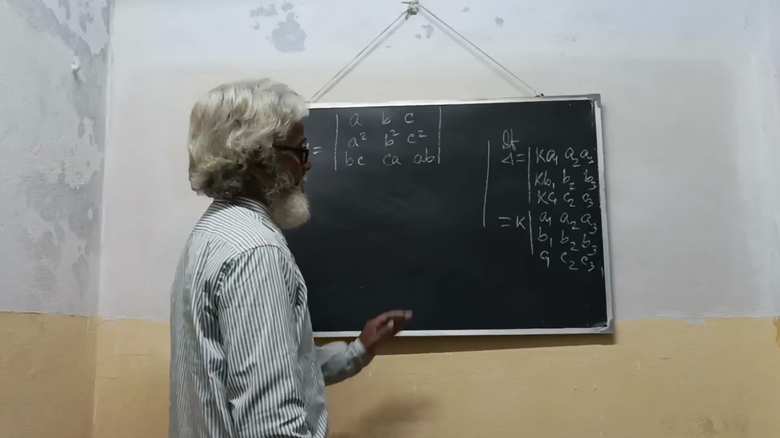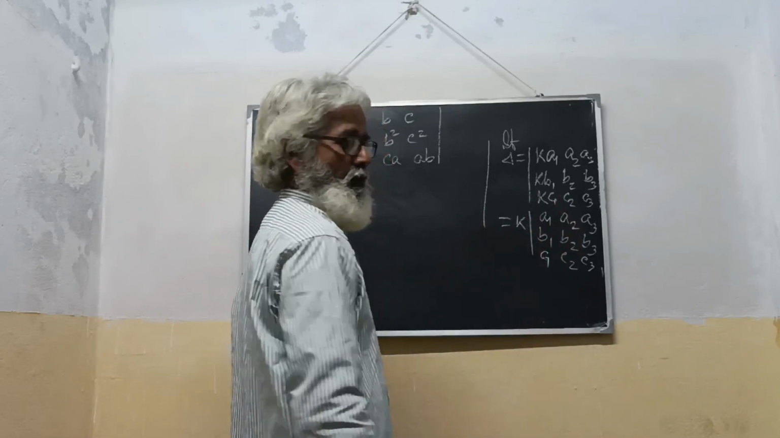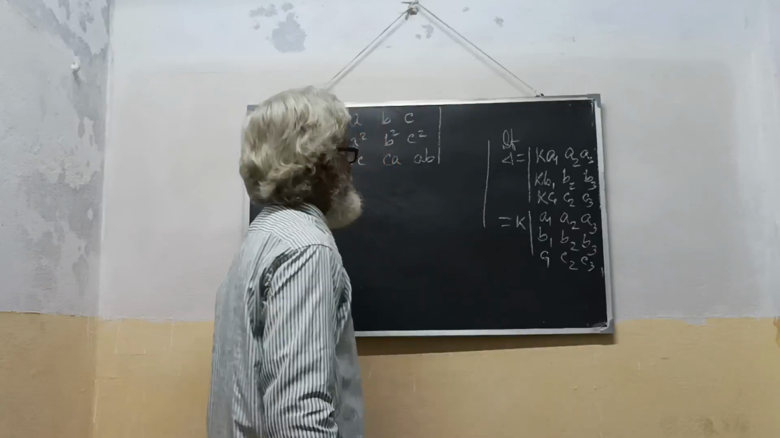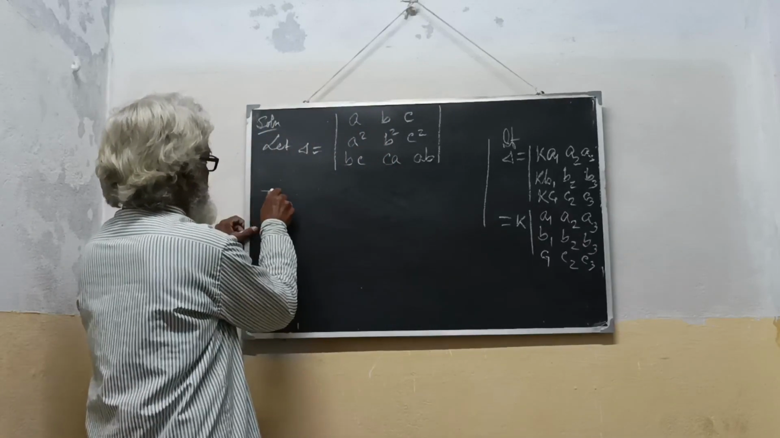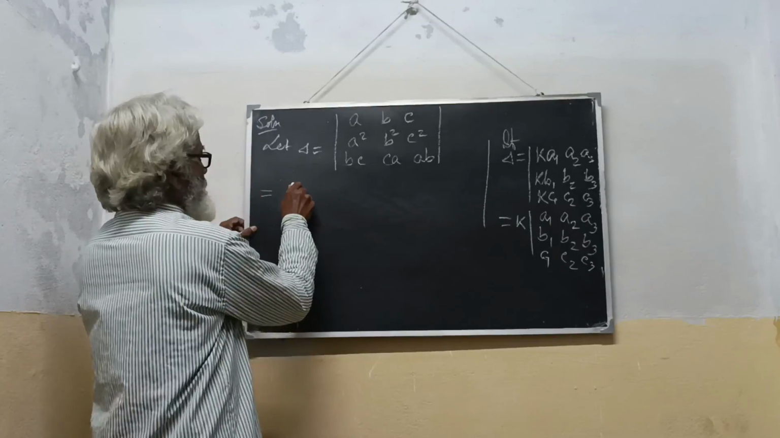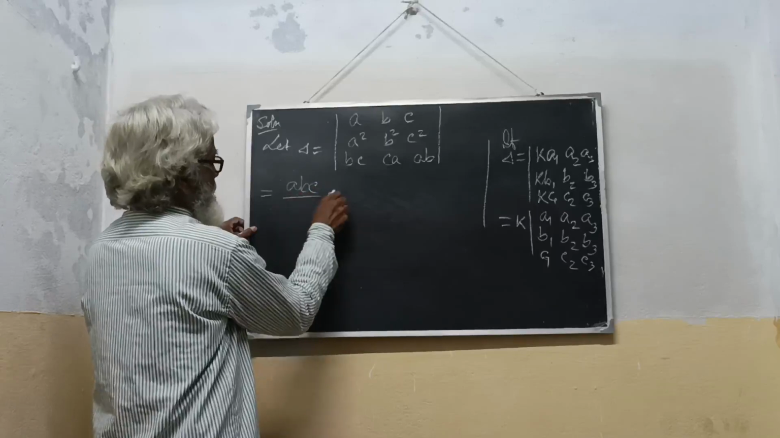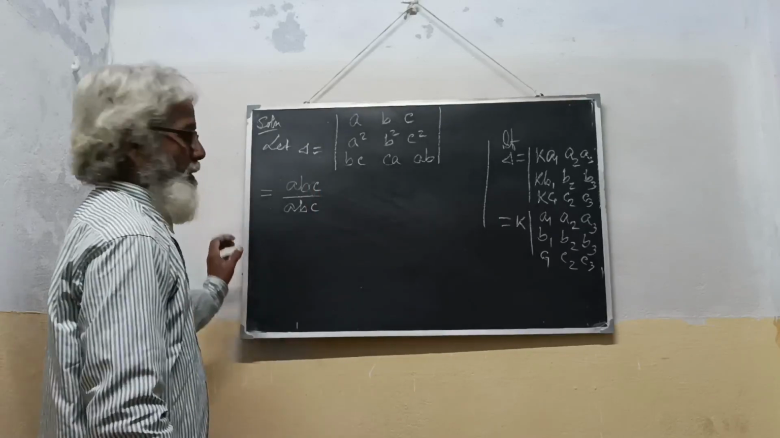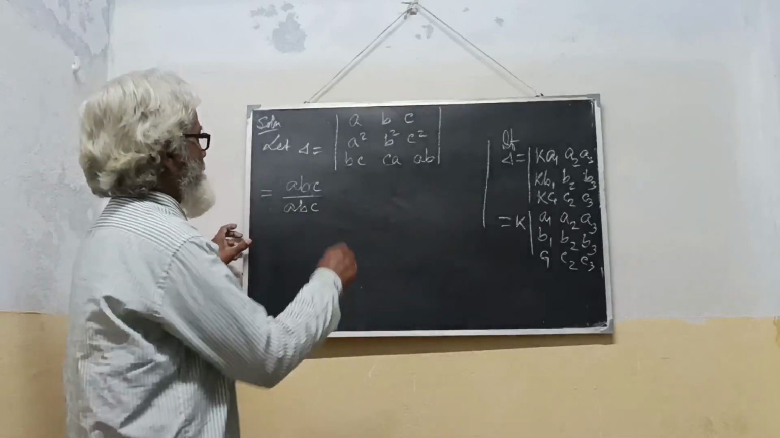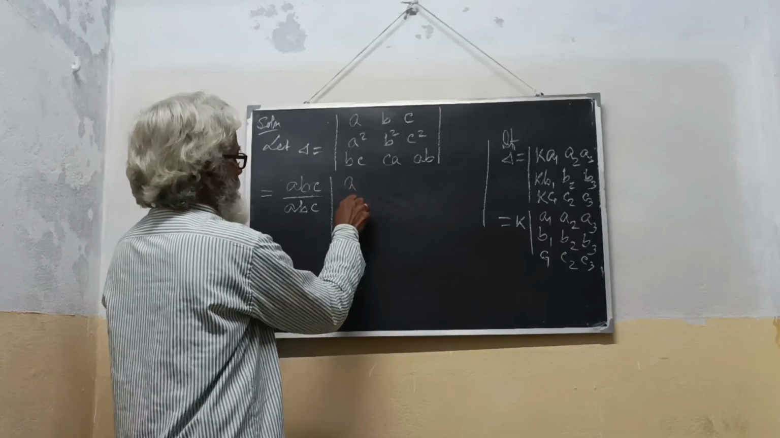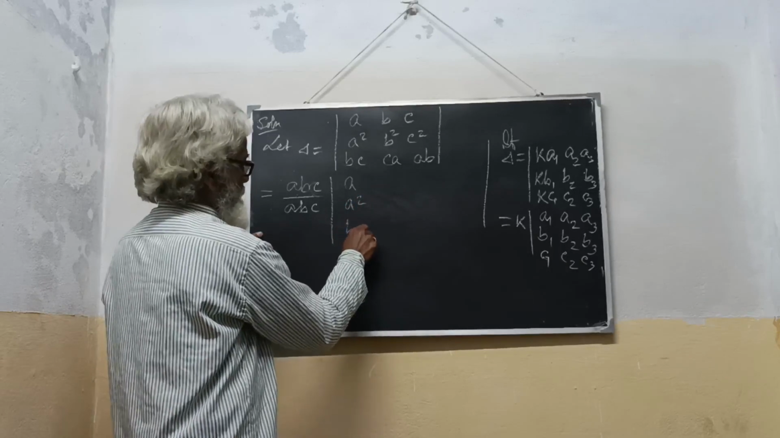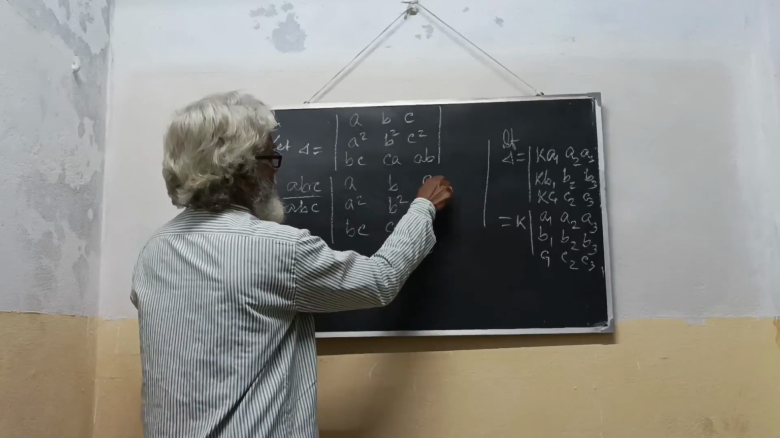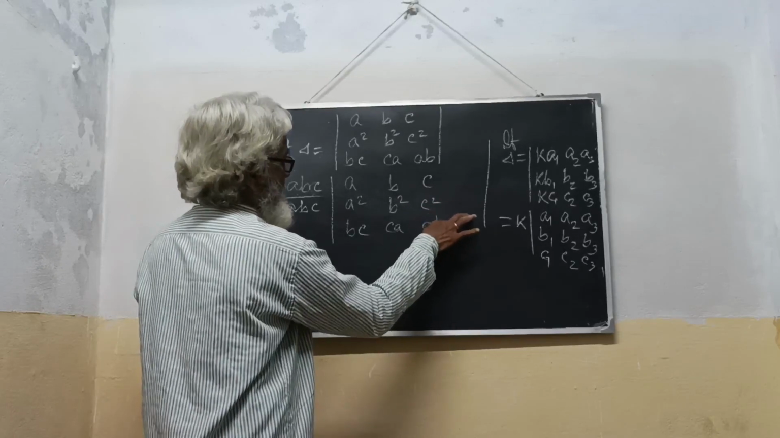Now, suppose the original determinant was this, K into this. Then one may write this determinant equal to this. Now, we take this determinant in the form, we write ABC by ABC. Anyone may write this because this is 1. A square, BC, B square, CA, C square, AB.